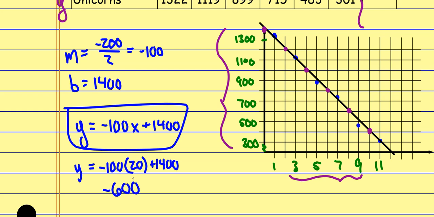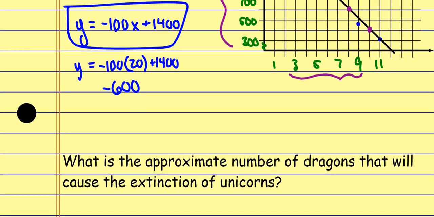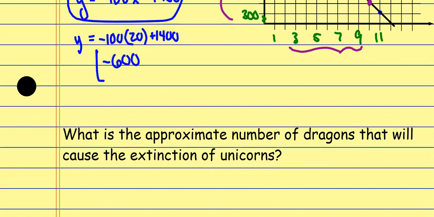Well, let's interpret that. Does that even make sense? Can I have negative 600 unicorns? And the answer is no. What that means is at some point unicorns went extinct. I ran out of unicorns because there were too many dragons. Okay? And yeah, this is a ridiculous example, but so then the follow-up question to that, okay, that was my predicted value, which still gives me information even though negative 600 doesn't make sense. What's the approximate number of dragons that will cause the extinction of the unicorns, right?